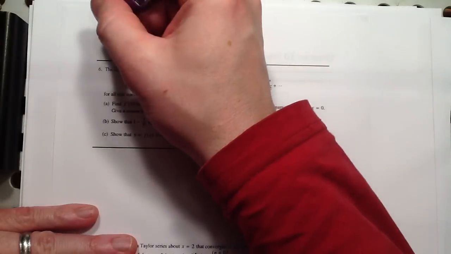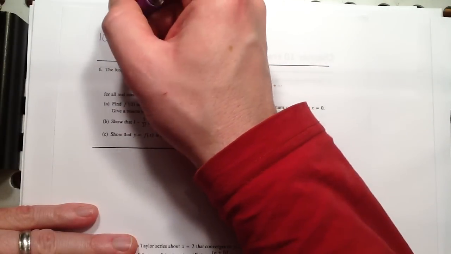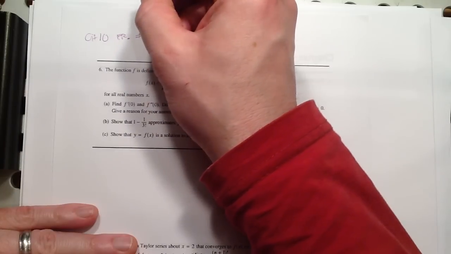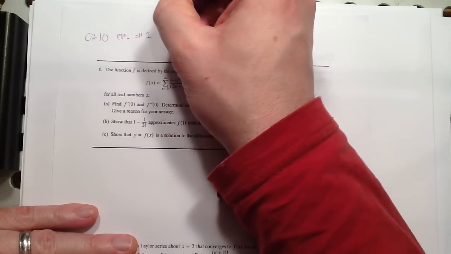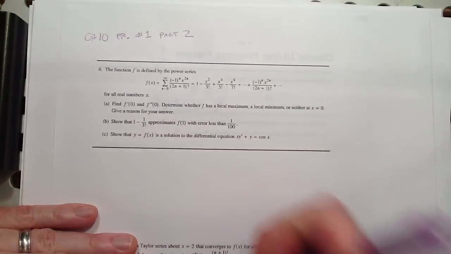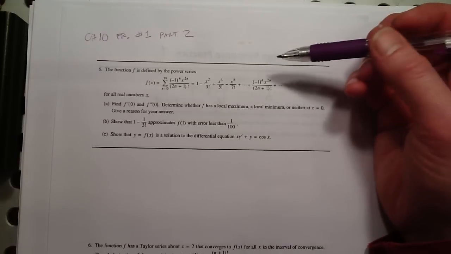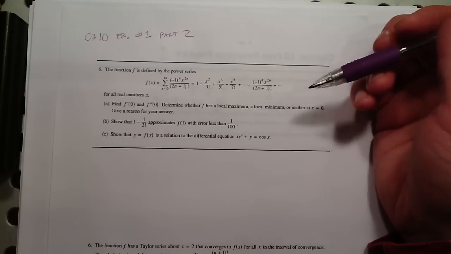Okay, this is the Chapter 10 free response. We'll say this is number 1, part 2. This is the back side of that worksheet. All right, let's see if we can figure out this number 6.